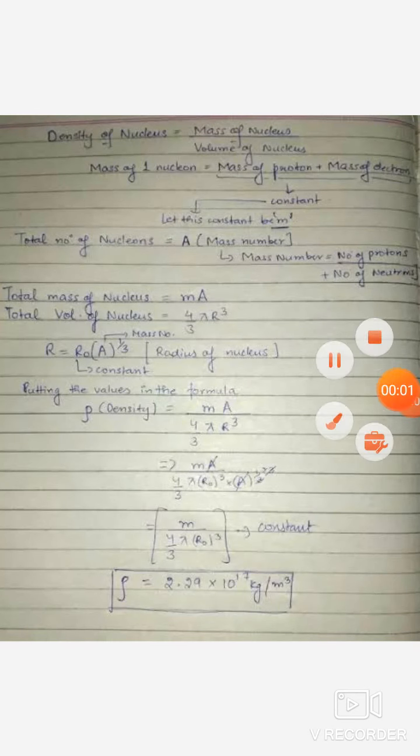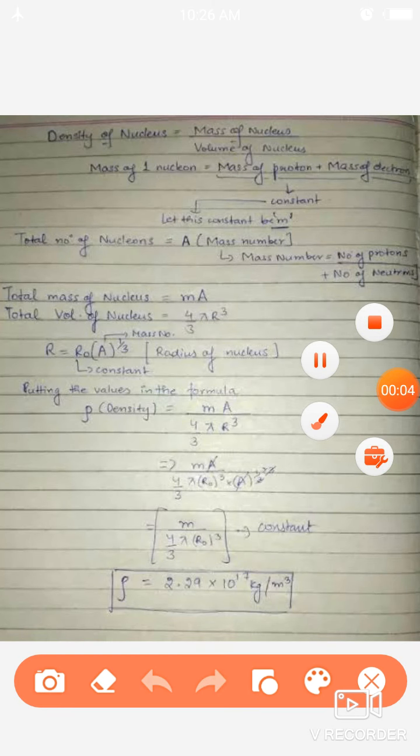Dear student, today we will teach about radius and density of a nuclei. Here we can see that density of a nucleus is just defined by the mass of the nucleus upon volume of the nucleus. The mass of nucleus is made of mass of each and every nucleon which participates in the atom.